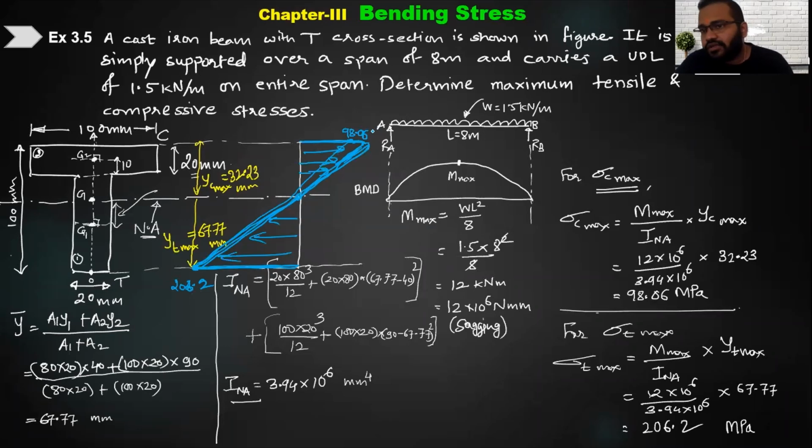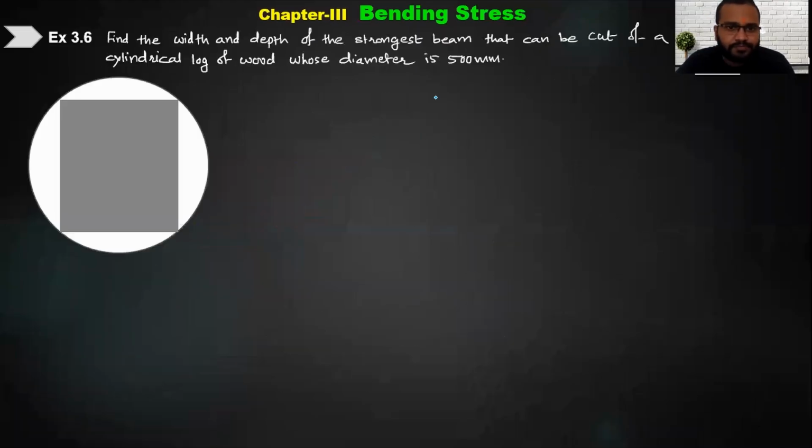Now let us go to some more problems to understand it in a better way, and in these coming problems, some of you can help me out. Okay, so let's go to the next one. Now this is quite a new problem. Find the width and the depth of the strongest beam that can be cut off.